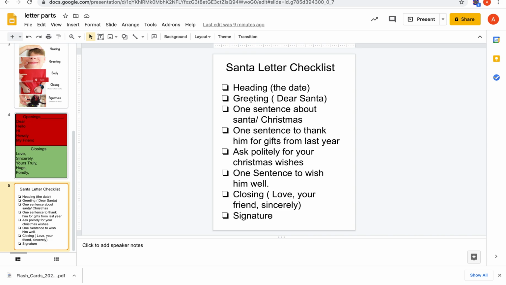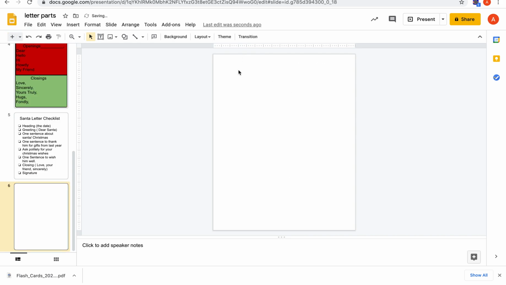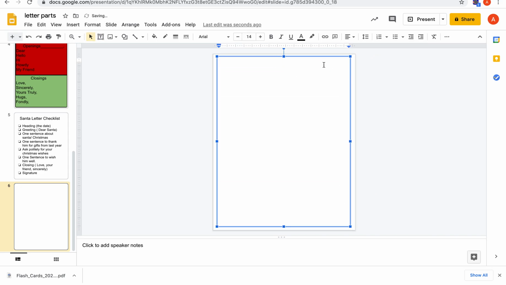Now, when we get into the body of our letter, I want you to be very specific in how we're going to write this. So I've got one sentence that is all about Santa or Christmas. Now, I'm actually going to write a letter down here and show you what I mean when I say one sentence about Santa or Christmas. So I'm going to insert a text box, and this will be exactly what you do if you write it in here. Okay. Now, if you write it in here, please save it in Word too, because I may not be able to give this back to you.